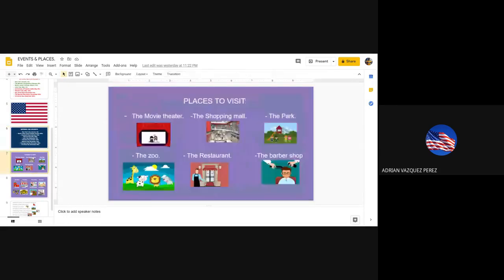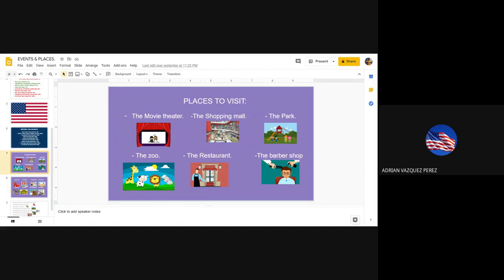Let's see. Right here we have places to visit. Of course, when this pandemic situation ends. Por supuesto, cuando termine esta pandemia, ¿verdad? The first one is the movie theater. Estas palabras las anotan. Places to visit. And then the movie theater.